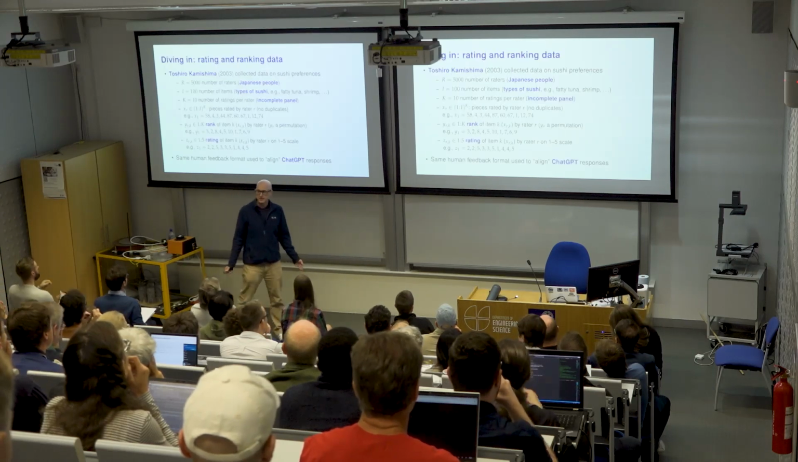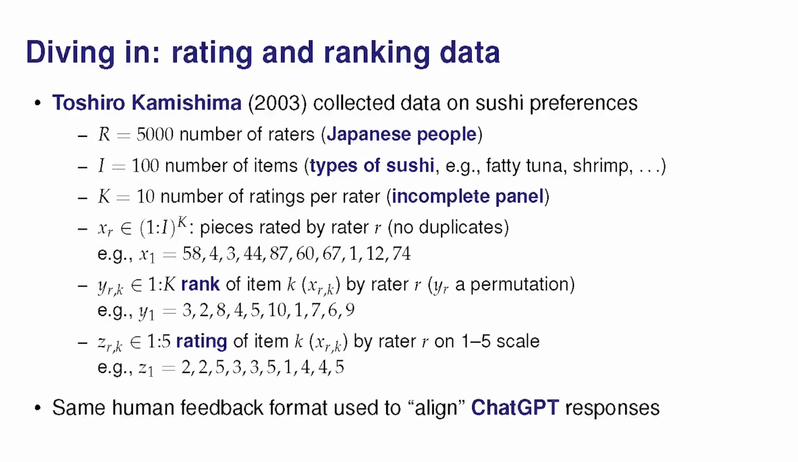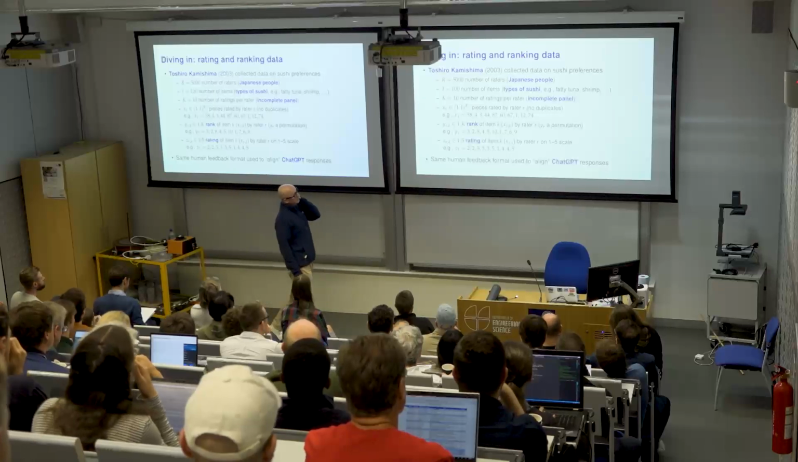So let's look at the data that I'm actually going to be analyzing today. And like I said, this is just like the data you get for fine-tuning for GPT. They give people GPT outputs, ask them to rank them and rate them, and then they push that through preference optimization. So in this case, we have a data set from 2003, which is really cool.